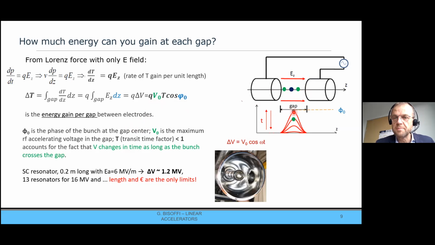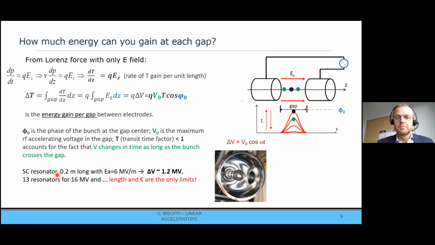As I said, it may be at the maximum or at a lower value of the field which is changing in time. And T represents a number which is always smaller than 1 and accounts for the fact that during the gap crossing, the voltage changes in time as long as the bunch crosses the gap. So it is just this simple formula.